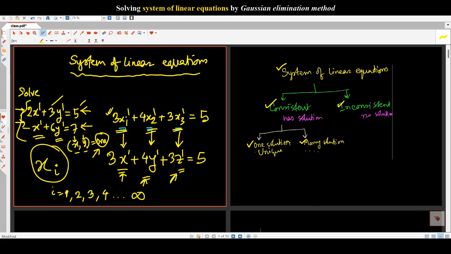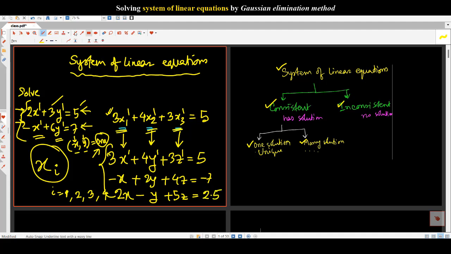So the same thing goes for three variable problems. Suppose you have 3x plus 4y plus 3z equals 5. You may have some other equations here also. Let's say minus x plus 2y plus 4z equals minus 7. Suppose you have 2x minus y plus 5z equals 2.5.